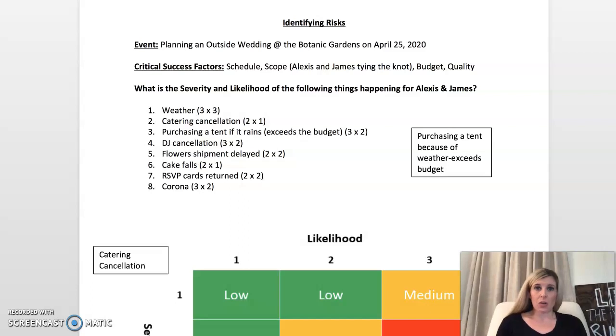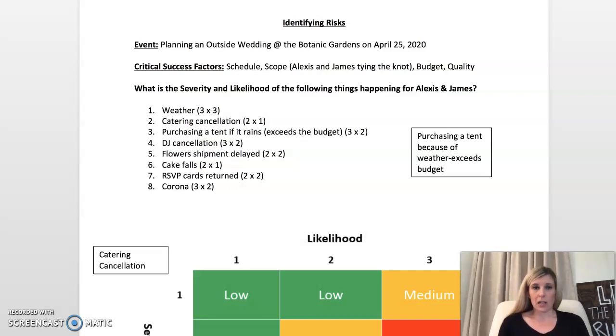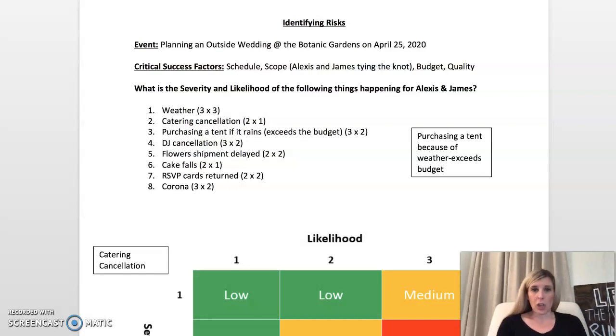I wanted to go over the risk assessment, which is one of the final components of your individual implementation guides. I came up with an actual example of how you would go about identifying your risks before you plotted them on a little chart. So this is what I want you to do for all of your projects.